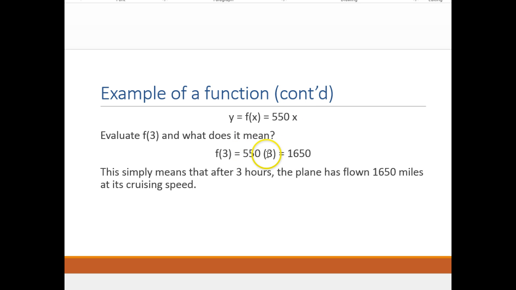F of 3 is 550 times 3, which is 1650. And this simply means, according to our function, that after 3 hours, our input, the plane has flown 1650 miles at its cruising speed, which is the output.